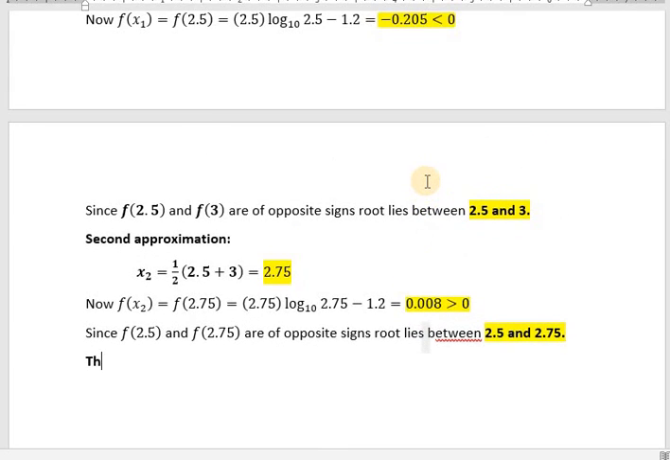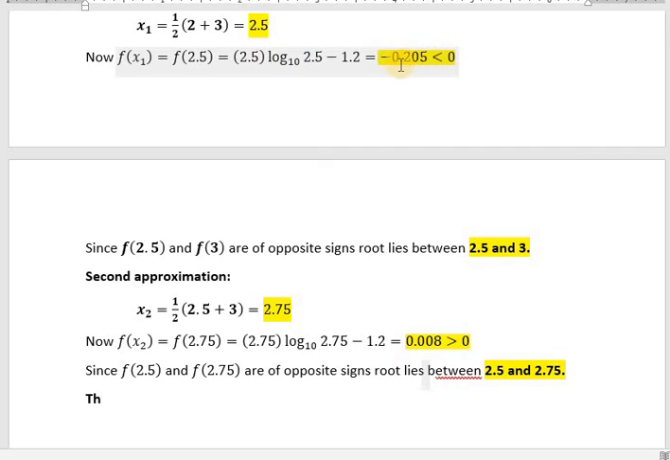See, in the previous approximation, the f(x1) value was minus 0.205. Hence, the root lies between 2.5 and 3, since f(2.5) and f(3) are of opposite signs. So x2 is 2.75. Now, find f(x2). f(x2) is 0.008, which is a positive value. Since f(2.75) and f(2.5) are of opposite signs, the root lies between 2.5 and 2.75.